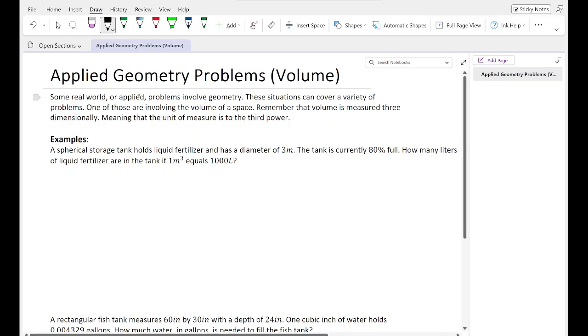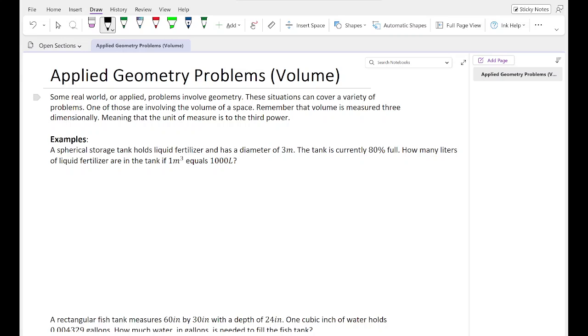Some real-world or applied problems involve geometry. These situations can cover a variety of problems. One of those are involving the volume of a space. Remember that the volume is measured three-dimensionally, meaning that the unit of measure is to the third power. So like feet cubed or meters cubed or inches cubed. You can just call it cubic meters, cubic feet, cubic inches, stuff like that.